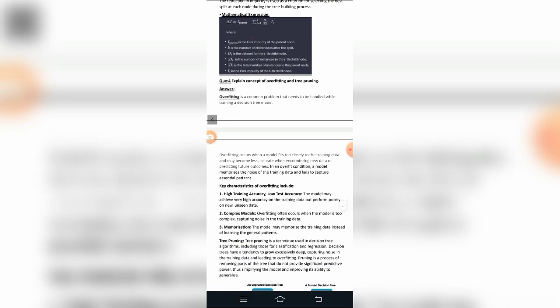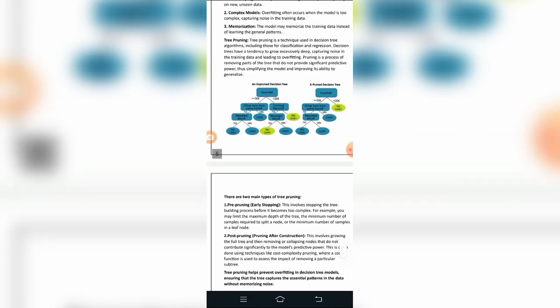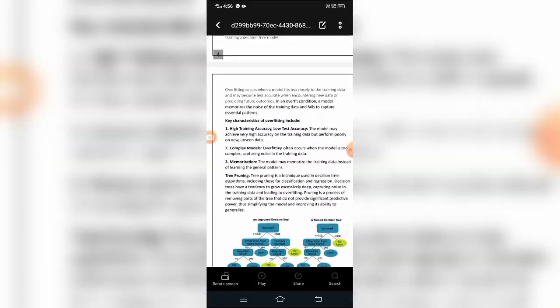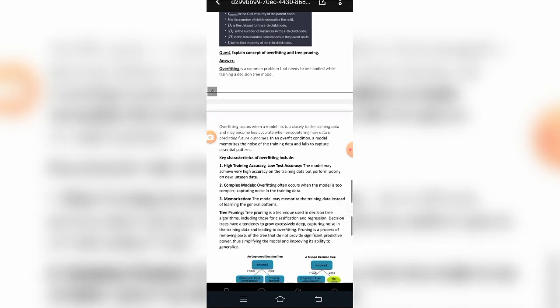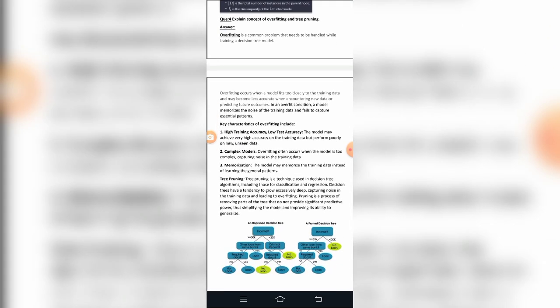Now question number 4, which is the last question. Explain the concept of overfitting and tree pruning. Overfitting is a common problem that needs to be handled while training a decision tree model.